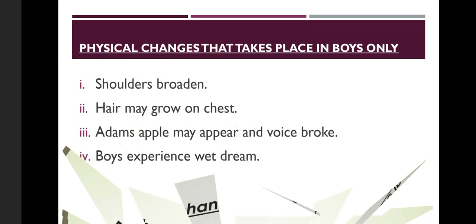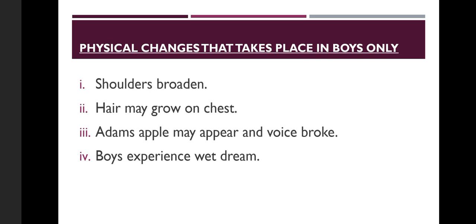Now I want us to look at the physical changes that will take place only in boys during puberty. Change number 1 is the broadening of shoulders. Change number 2 is the growth of hair on the chest. Change number 3 is the appearance of the Adam's apple and breakage of voice. Then change number 4 is the experiencing of wet dreams by the boys.